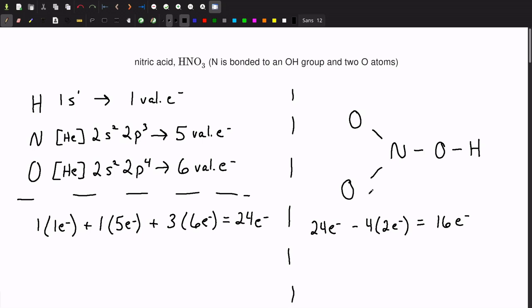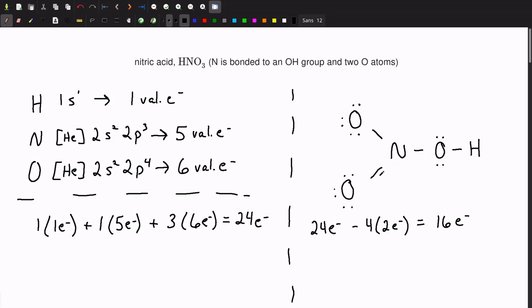And now we can start to fill in our octets. So 1, 2, 3, 4, 5, 6, 7, 8, 9, 10, 11, 12, 13, 14, 15, 16. That exhausts our bank, so let's take a look at our octets here. Oxygen, 1, 2, 3, 4, 5, 6, 7, 8. He's happy. This guy looks the same. He's happy. This guy, 1, 2, 3, 4, 5, 6, 7, 8. Still happy. Hydrogen, 1, 2. That's all hydrogen wants. He's happy.